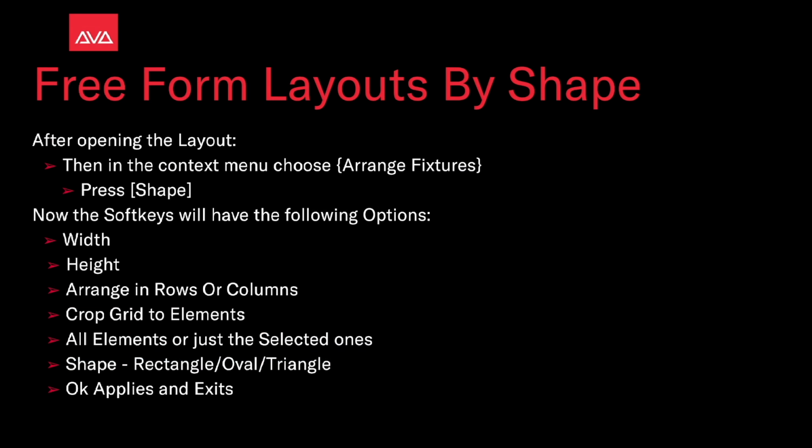After the layout, we can go to the context menu again, then arrange fixtures and press shape. Now in soft keys, we'll have the following options. We can set the width and the height. You can have it arranged in rows or columns. We can have it automatically crop the grid to the elements or not. Have it do all the elements or just the selected ones. We can set their shape type to be oval, rectangle, or triangle. And then we can hit OK. We'll apply and exit. So let's have a look at that.